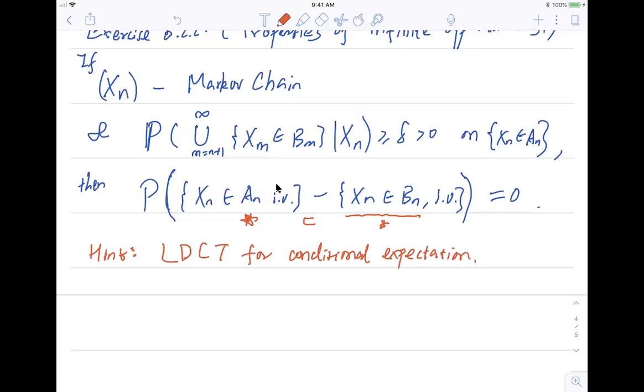Okay, that's an intuitive explanation of this theory. So this theory is like, if you cross a street, each time you cross the street you have a positive chance of being hit by a car. So this means you cannot cross the street infinitely often.